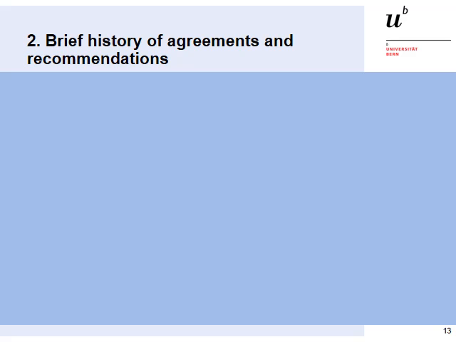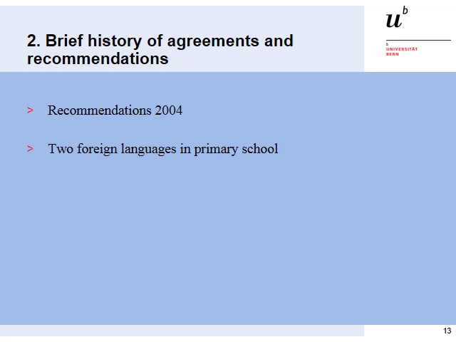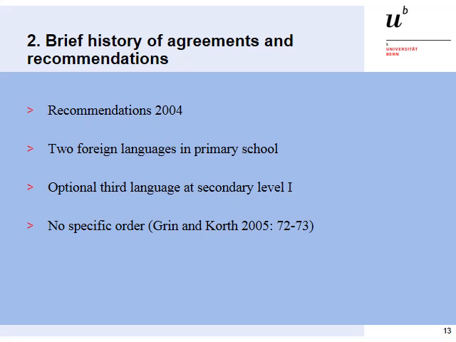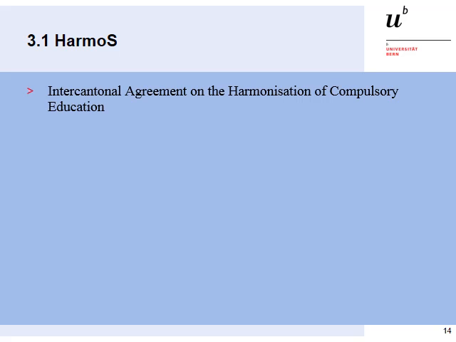Based on this 1998 concept, the EDK issued a new recommendation in 2004. Those are largely the ones that are being followed now. The recommendation says that the 2 compulsory foreign languages are to be taught in primary school. The optional third one has to be offered in secondary school, and again, there's no specific order that is recommended. The cantons have followed these recommendations and have integrated them in agreements and curricula.